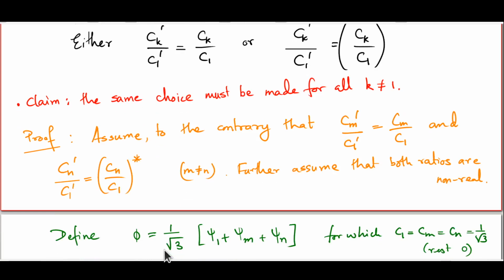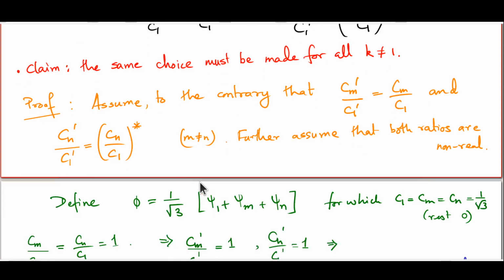In order to show that this is a contradiction, we start with a vector phi given by 1 over root 3 times psi1 plus psi m plus psi n. This is of course a superposition of all the psi k's, but with a special choice, c1, cm, cn are all equal to 1 by root 3, which are all real numbers of course, and the rest of the coefficients are all 0.